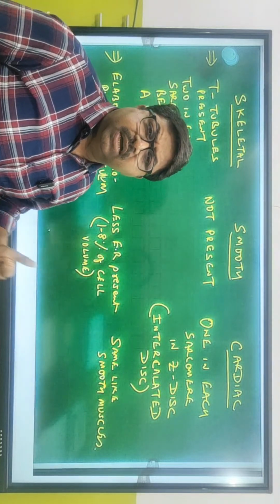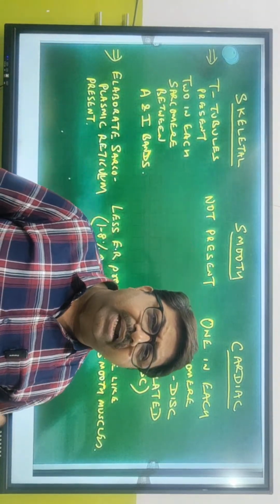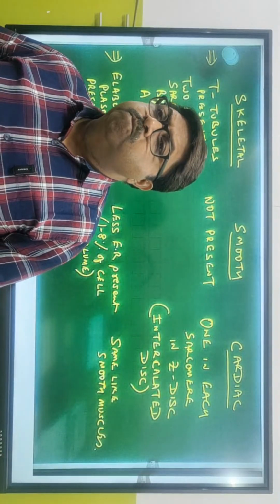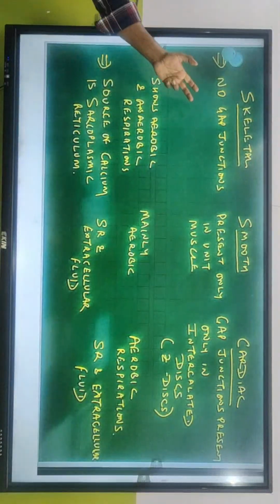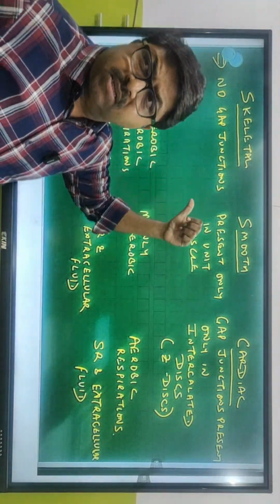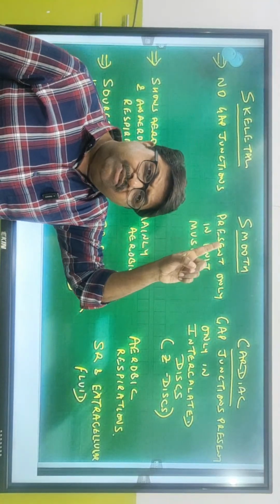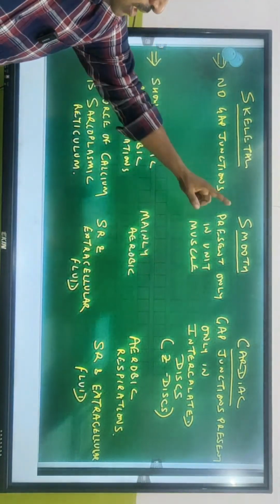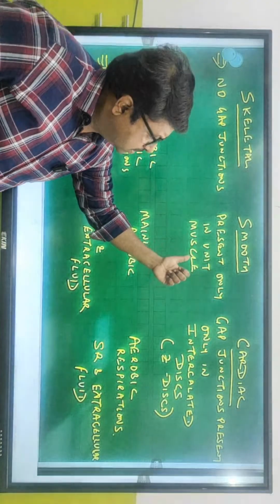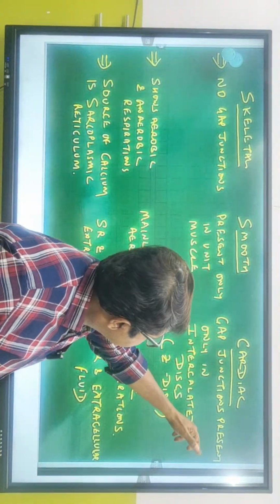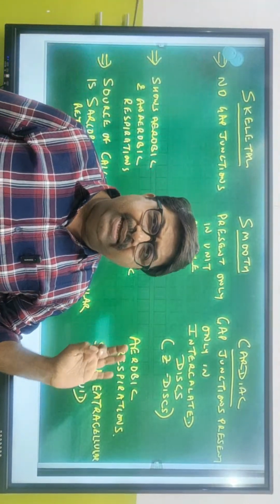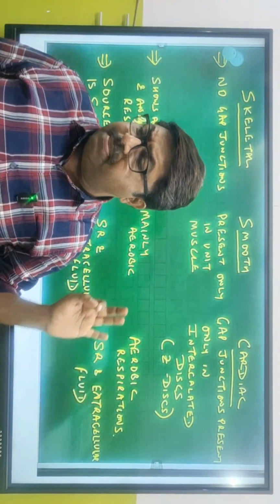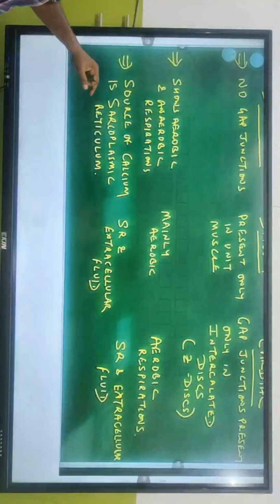Tell me, where will the most energy be needed? Will skeletal muscles or cardiac muscles need more energy? Skeletal muscles will need more energy. Clear? Very good. Okay, the next: gap junctions. I should say present only gap junctions. I think we have talked about gap junctions in structural organization in animals. In smooth muscles they are present only in unit muscle. In cardiac muscles, gap junctions are present only in the intercalated disc. Where are they present? Gap junctions are present only in the intercalated disc.